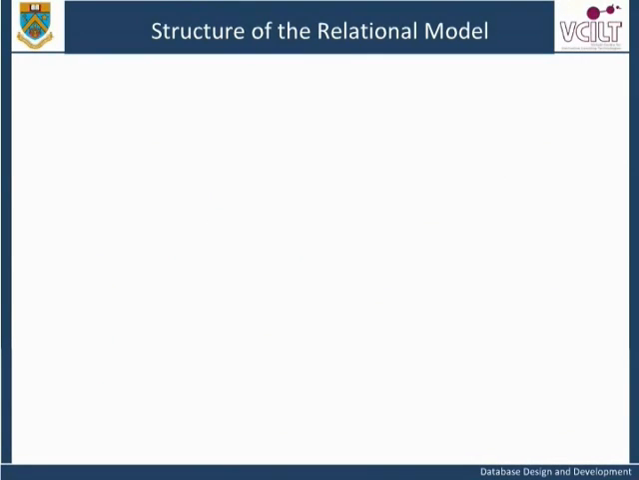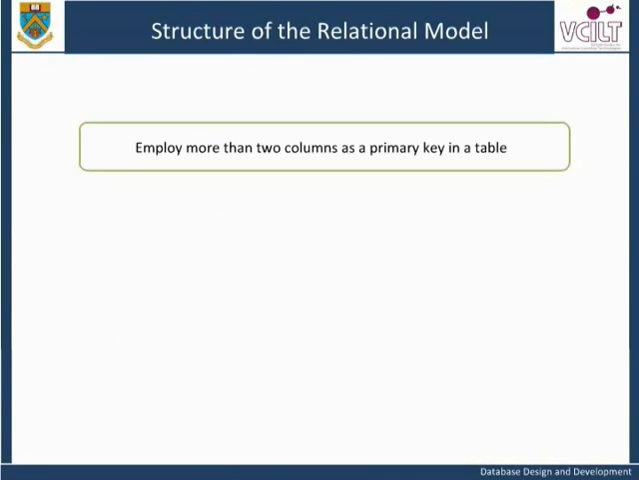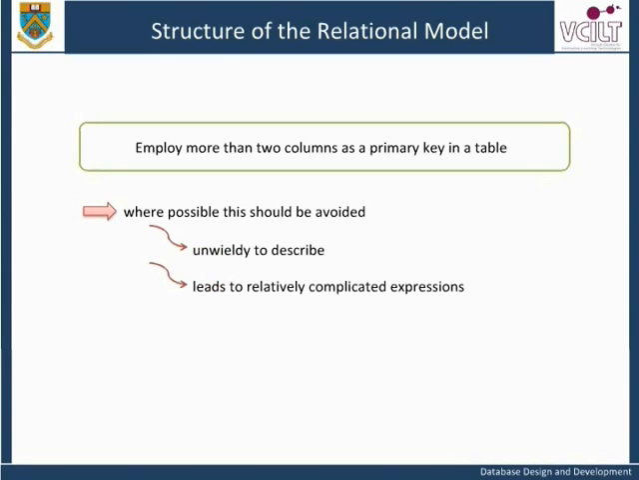We may, on occasions, choose to employ more than two columns as a primary key in a table, though, where possible, this should be avoided, as it is both unwieldy to describe and leads to relatively complicated expressions when it comes to querying or updating data in the database.